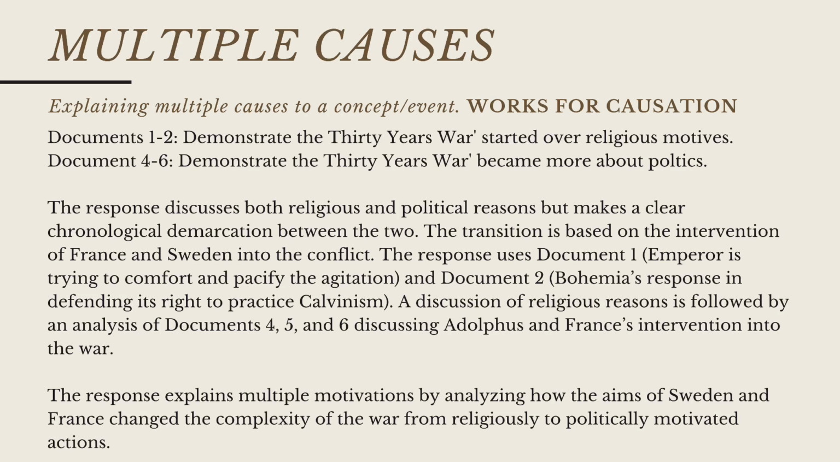The response uses document 1, where the Emperor is trying to comfort and pacify the agitation, and document 2, Bohemia's response defending its right to practice Calvinism. A discussion of religious reasons is followed by an analysis of documents 4, 5, and 6 discussing Adolphus and France's intervention into the war. So it explains that the war was caused by multiple causes and uses both these sets of the documents to show the religious and political causes for this war.